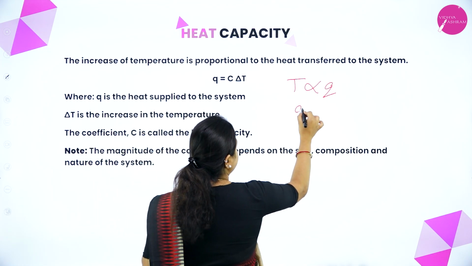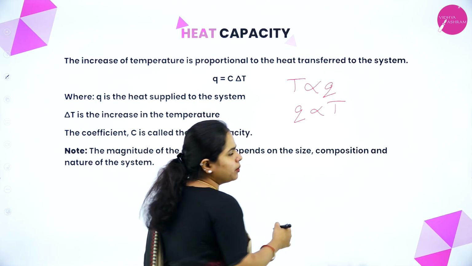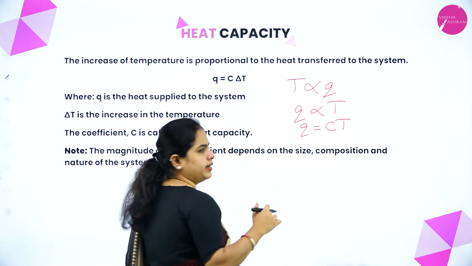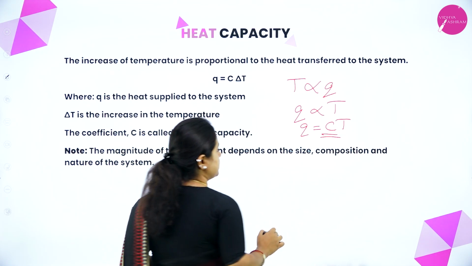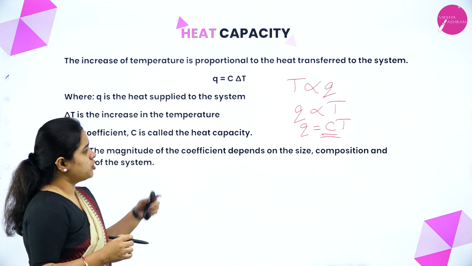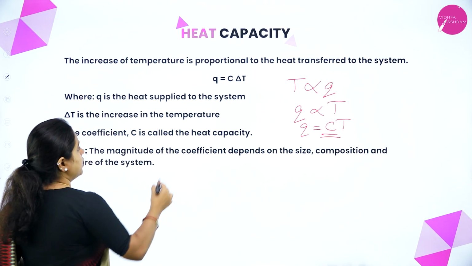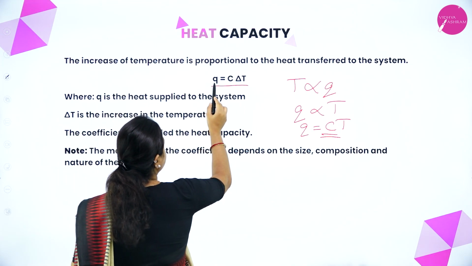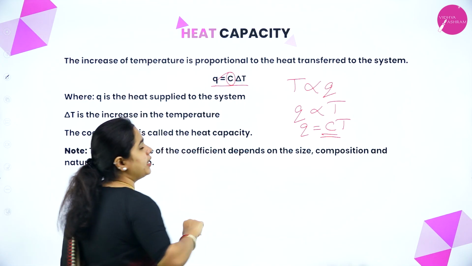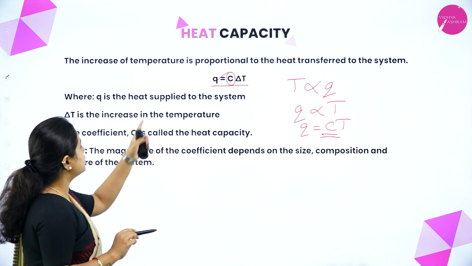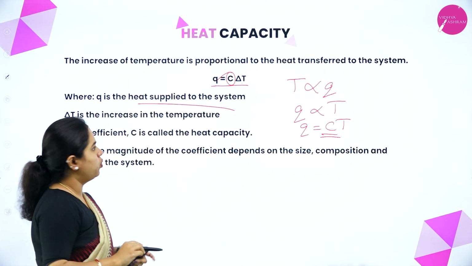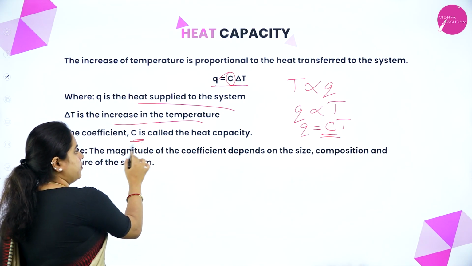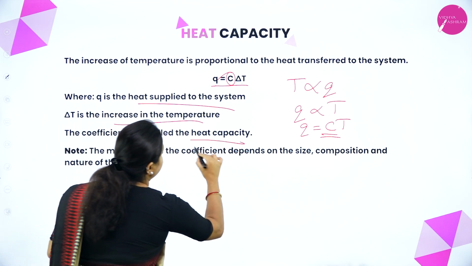So, that means the heat is directly proportional to the temperature, and to remove the proportionality, you can write Q is equal to constant into T. Now, this constant is called the heat capacity. So, the equation becomes Q is equal to C into delta T, where Q is the heat, C is the heat capacity and delta T is the change in temperature. Q is the heat applied to the system, and delta T is the increase in temperature, and the coefficient C is called the heat capacity.